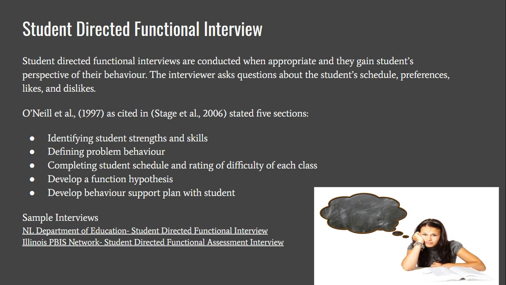According to O'Neill, there are 5 sections to the student-directed functional assessment interview: identifying student strengths and skills, defining the problem behavior, completing a student schedule and rating the difficulty of each class, developing a functional hypothesis complete with setting events, antecedents, and consequences, and developing a behavior support plan with the student.